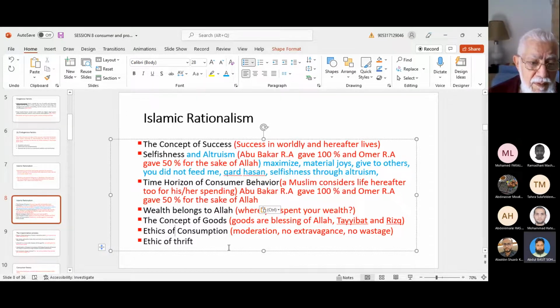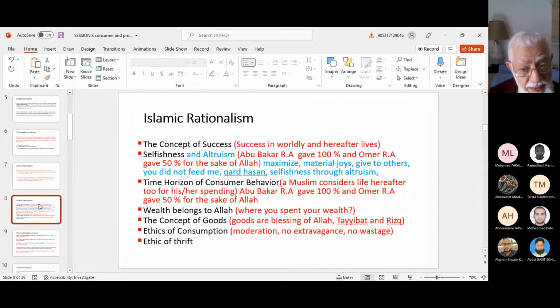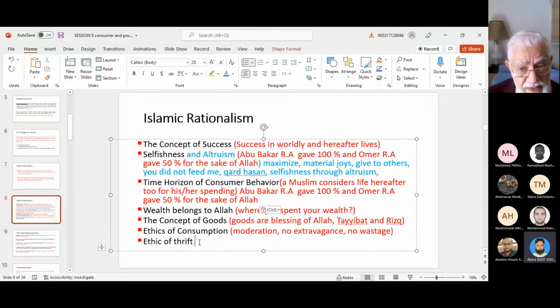Ethics of consumption. So a Muslim consumer spends his money with moderation. He does not spend in extravagance and does not waste his resources. So ethics of thrift too. So a Muslim consumer also tries to grow his resources, grow their wealth in that sense, rather than spending.